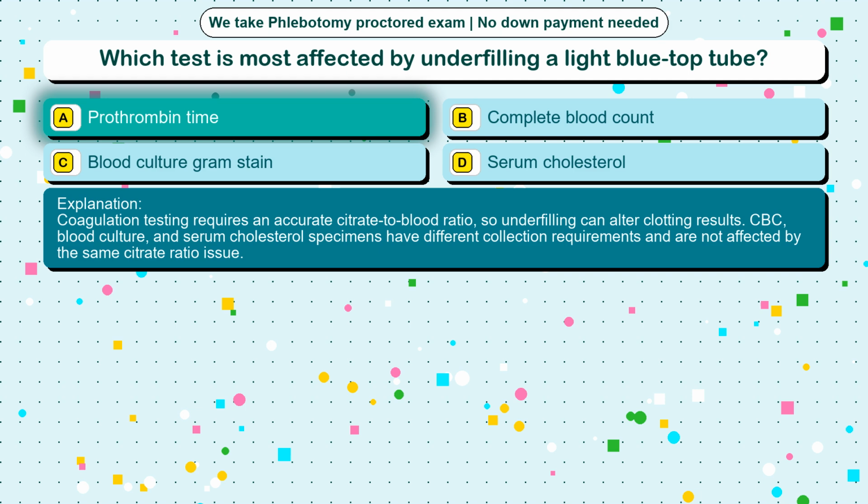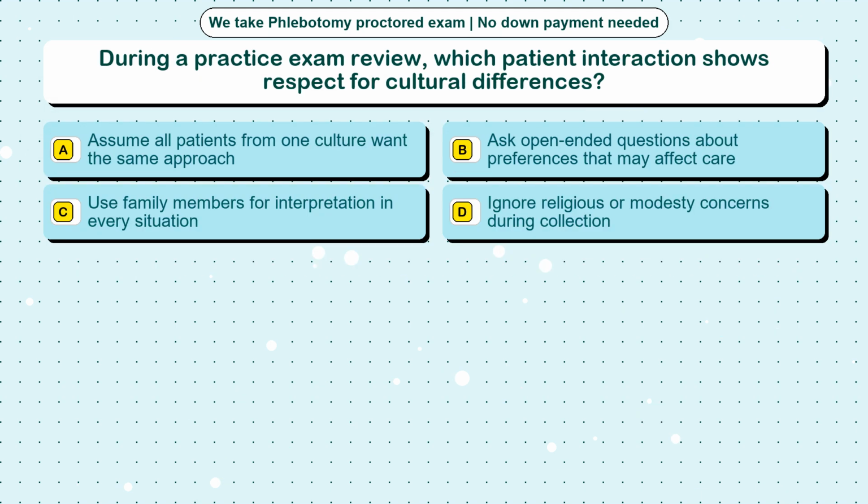Question 99. During a practice exam review, which patient interaction shows respect for cultural differences? Option A. Assume all patients from one culture want the same approach. Option B. Ask open-ended questions about preferences that may affect care. Option C. Use family members for interpretation in every situation. Option D. Ignore religious or modesty concerns during collection.